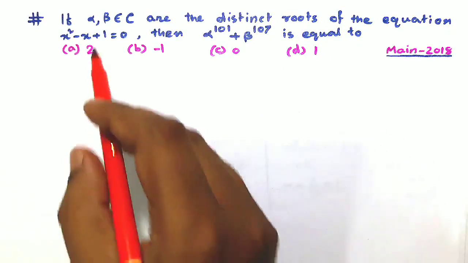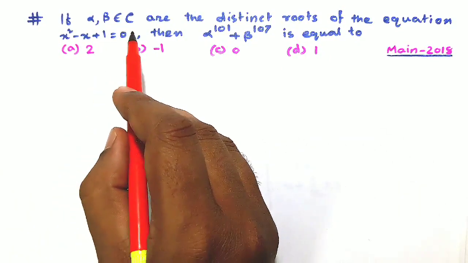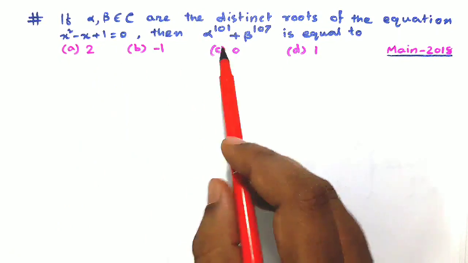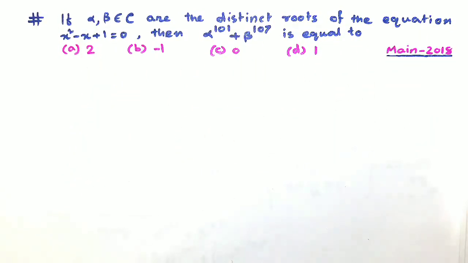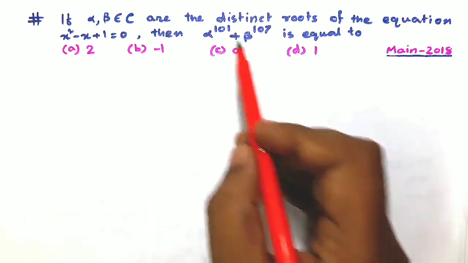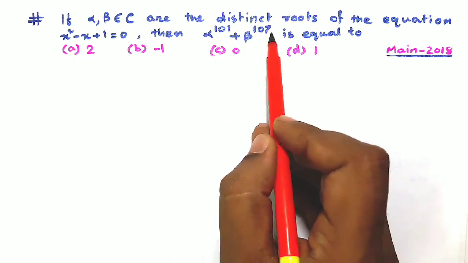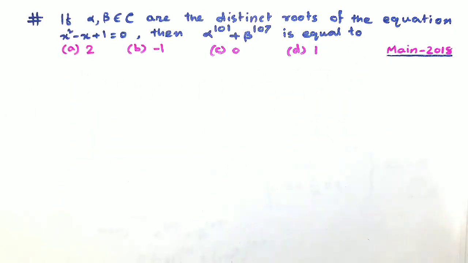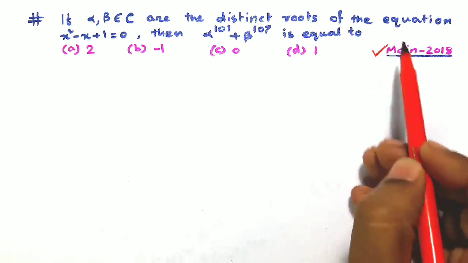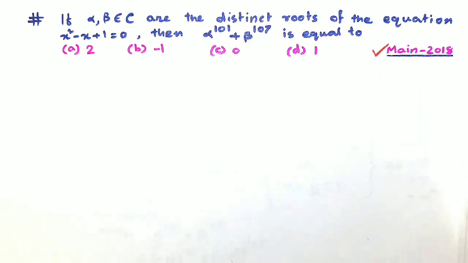The problem is, if alpha comma beta belongs to the set of complex numbers, are the distinct roots of the equation x square minus x plus 1 is equal to 0, then alpha to the power 101 plus beta to the power 107 is equal to which one of these options? This is taken from JEE Main 2018.